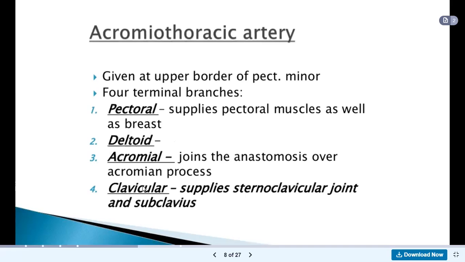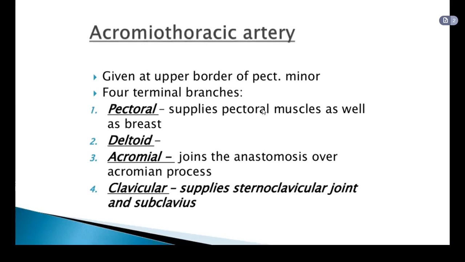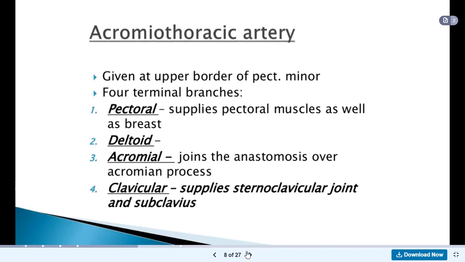And then we have the clavicular branch, which supplies the sternoclavicular joint and the subclavius muscle. The subclavius muscle is the muscle attached under the clavicle, and the sternoclavicular joint is the joint between the sternum and the clavicle. At the point where the clavicle joins the manubrium of the sternum, we have the clavicular branch of the acromiothoracic trunk, which is part of the axillary artery, supplying them.